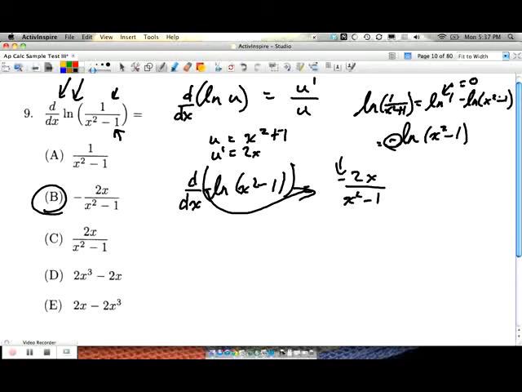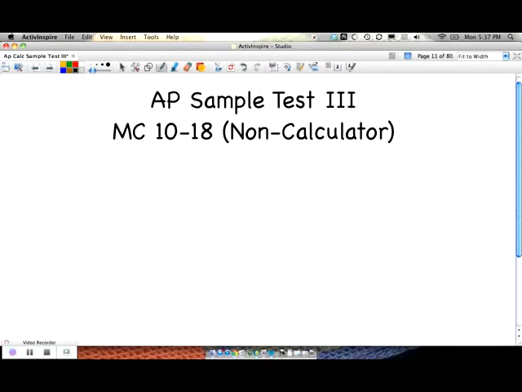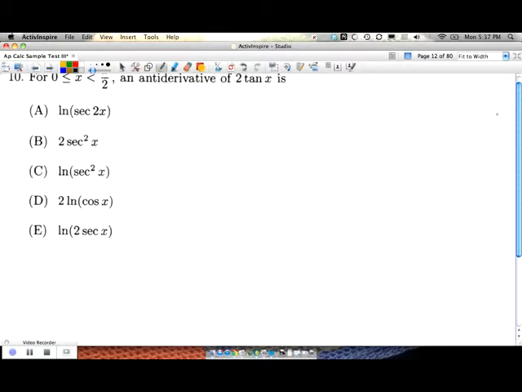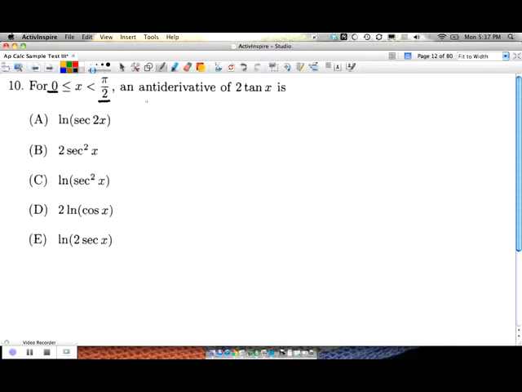We're going to move into numbers 10 through 18. Let's just keep on going. For 0 to pi over 2, the antiderivative of 2 tangent x. When I see the antiderivative of this, we could just memorize it, but there's a way to do it without having to memorize it. We're taking the integral. This is the antiderivative.